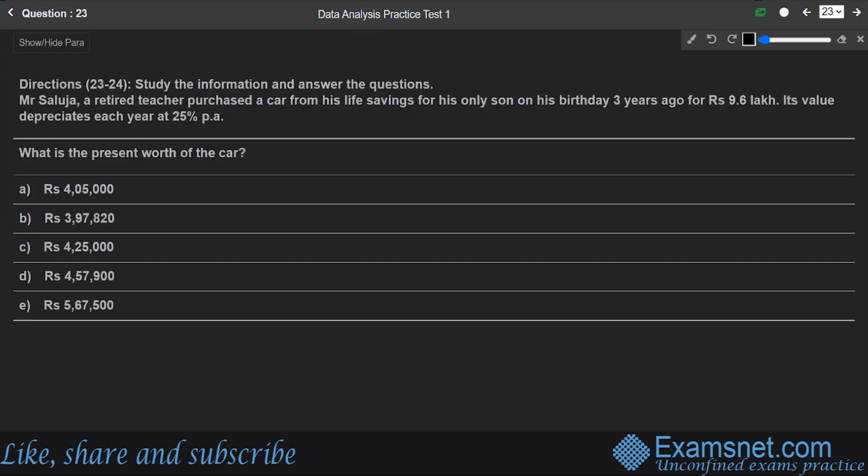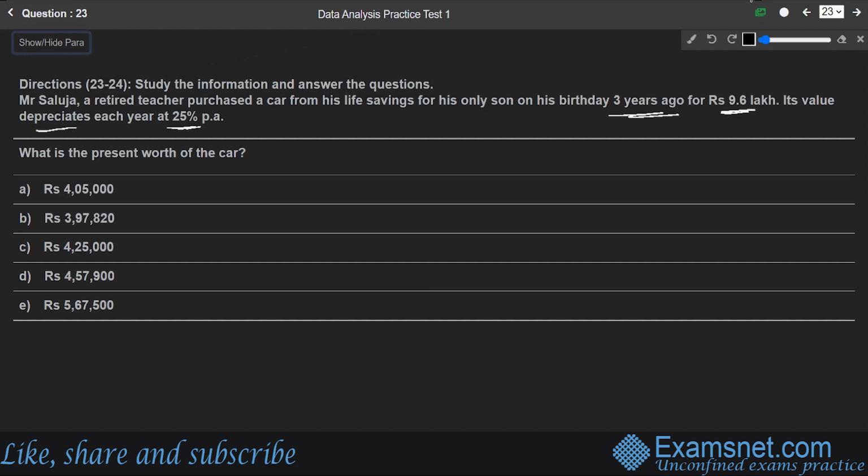Now, they say Mr. Saluja, a retired teacher, purchased a car from his savings for his only son on his birthday 3 years ago for rupees 9.6 lakhs. Its value depreciates each year at 25% per annum. What is the present worth of the car?